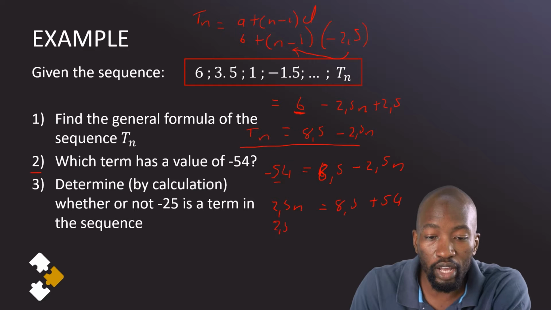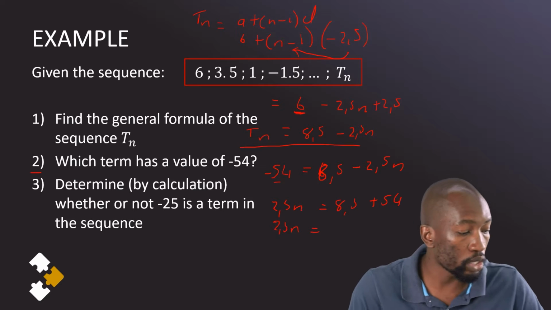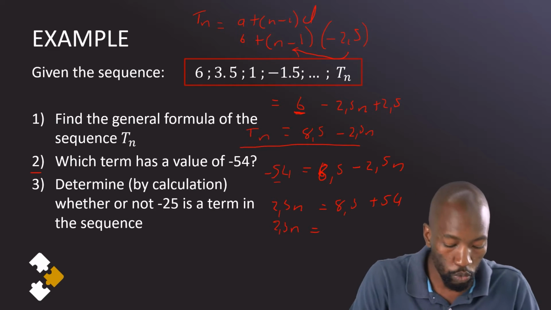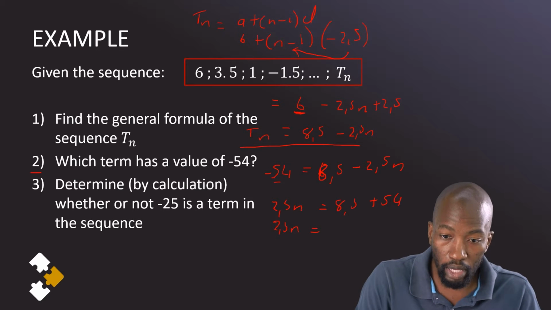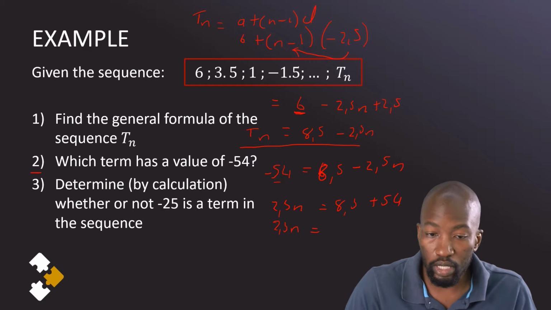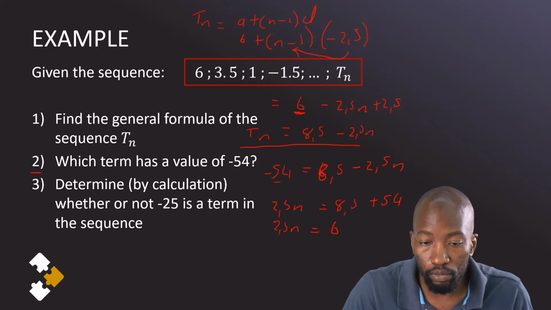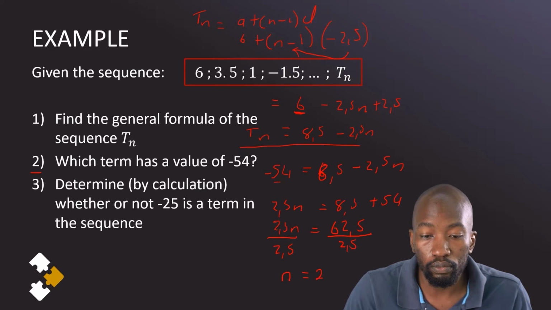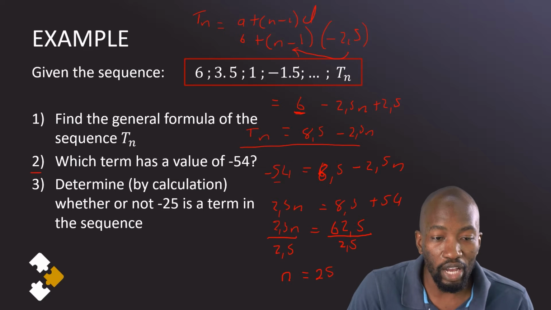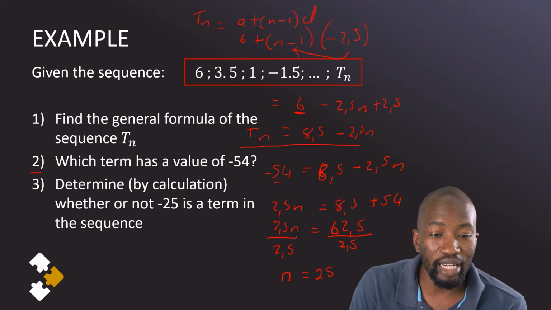Then we have 2.5n is equal to, let's quickly add those on our calculators. So 8.5 plus 54, that'll give us 62.5. Then we divide both sides by 2.5 to find n. Therefore, n is equal to 25. Now we're done with number 2. Now we need to check number 3.